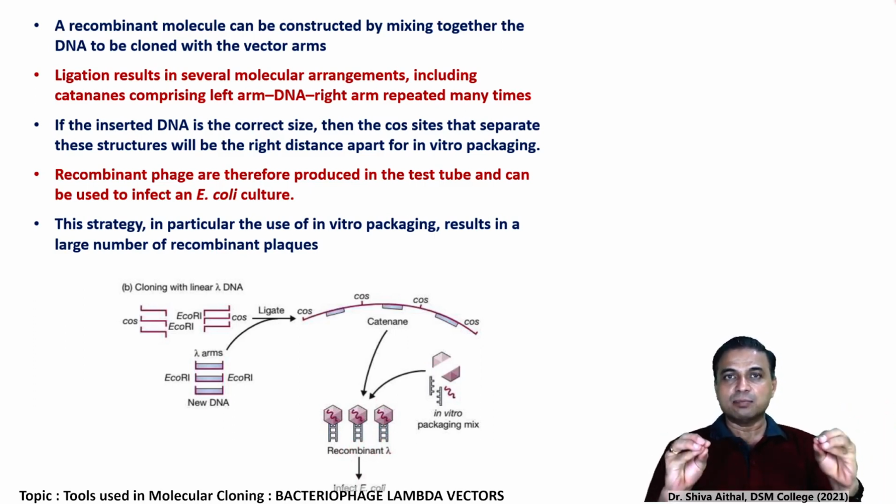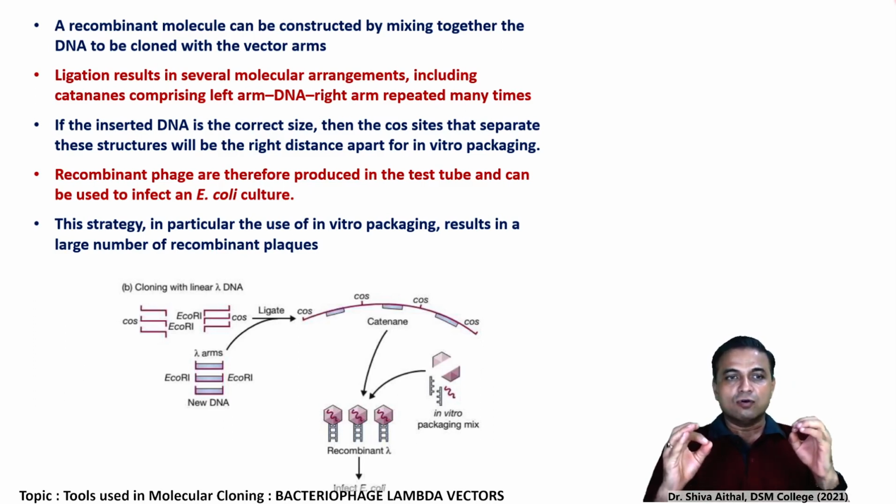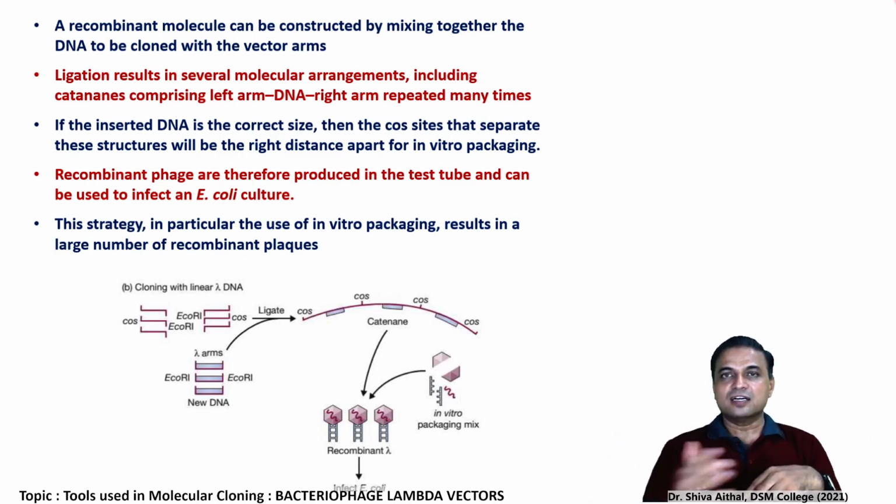Recombinant phages can therefore be produced in a test tube, and they can be used to infect an E. coli culture, which is the whole process we are discussing. This strategy is particularly useful to generate a large number of recombinant lambda phages, which give recombinant plaques on your plates. They can be very easily identified by crystal clear plaques or turbid plaques on the plates. So this is how cloning is carried out using lambda phage as a vector.